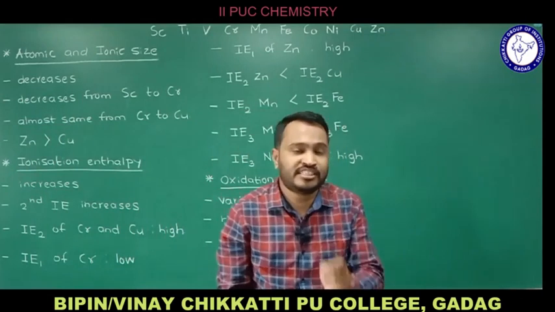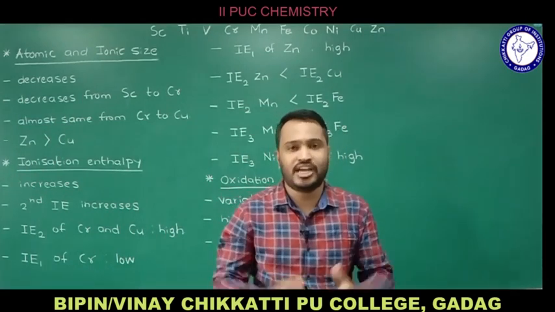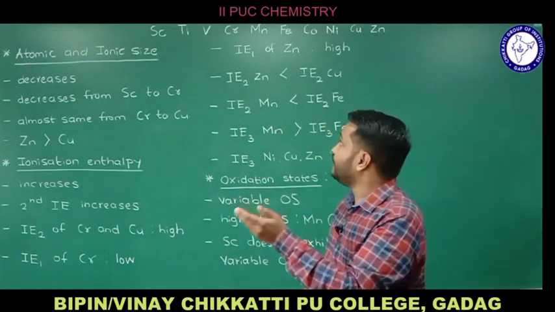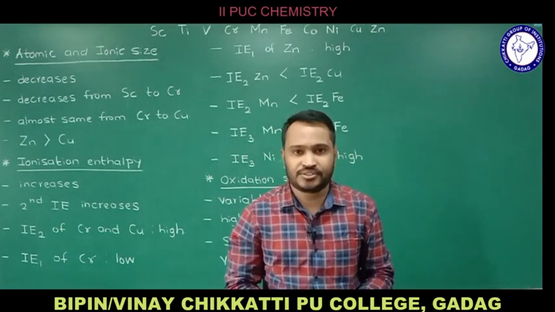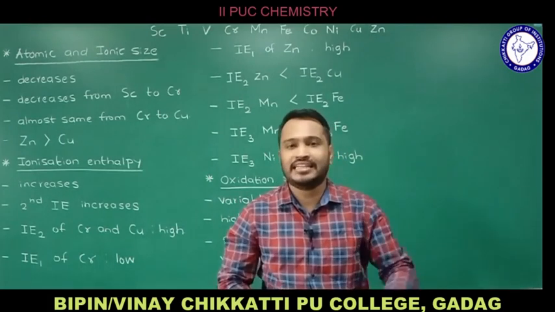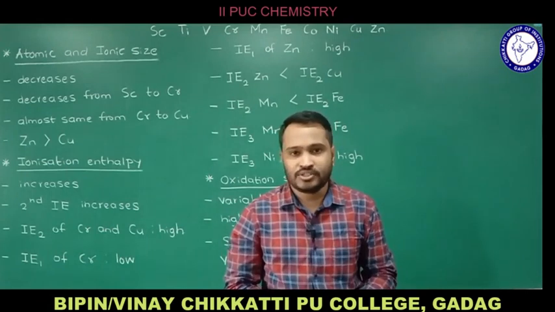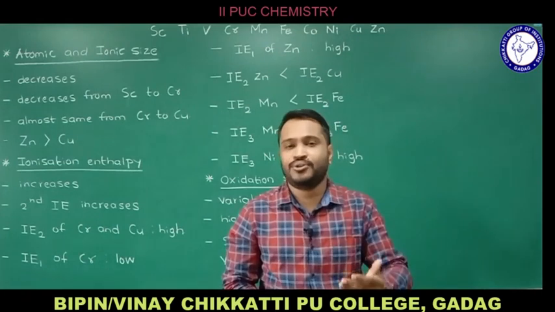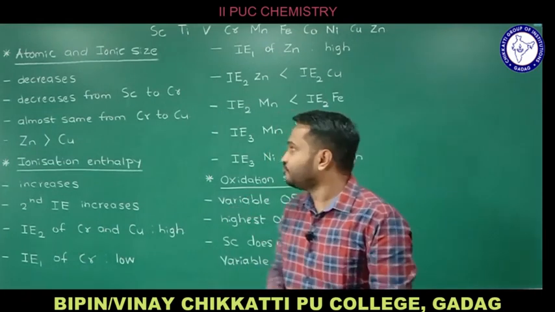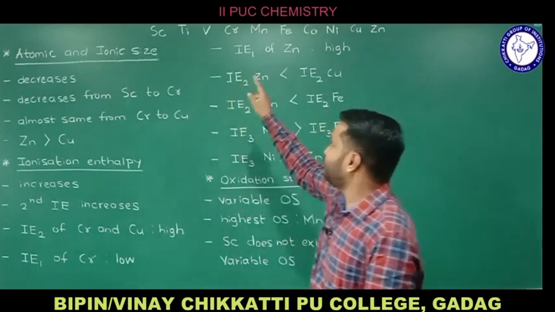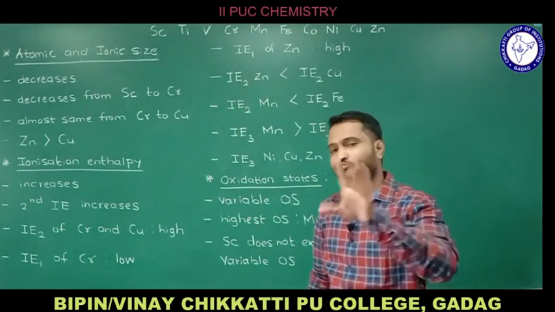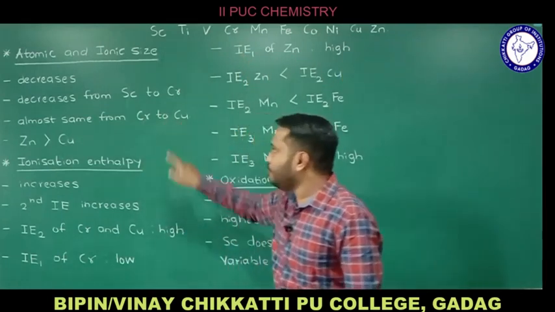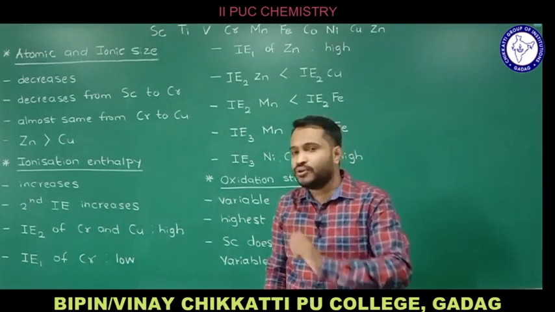The charge possessed by the nucleus we call effective nuclear charge. Since the number of shells remains the same, when we move from scandium to chromium, the number of electrons increases, because electrons are going to be added in the 3D atomic orbital, isn't it? So since the number of shells remains the same and the number of electrons increases, the effective nuclear charge is going to increase. Because of that, there will be a decrease in atomic size from scandium to chromium. But after that, from chromium to copper, the atomic size is not going to decrease.